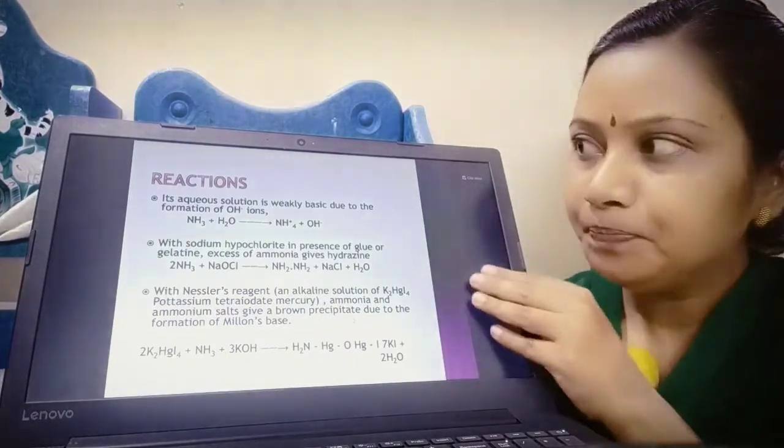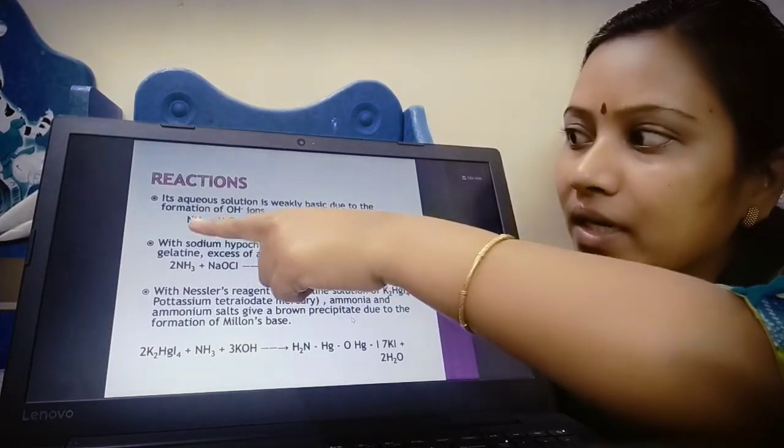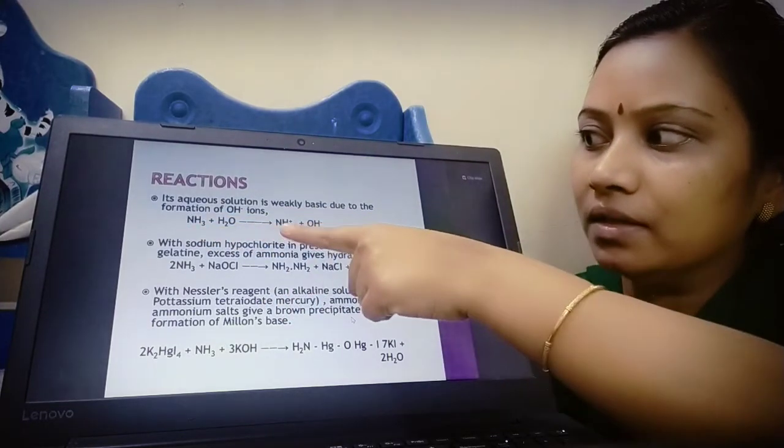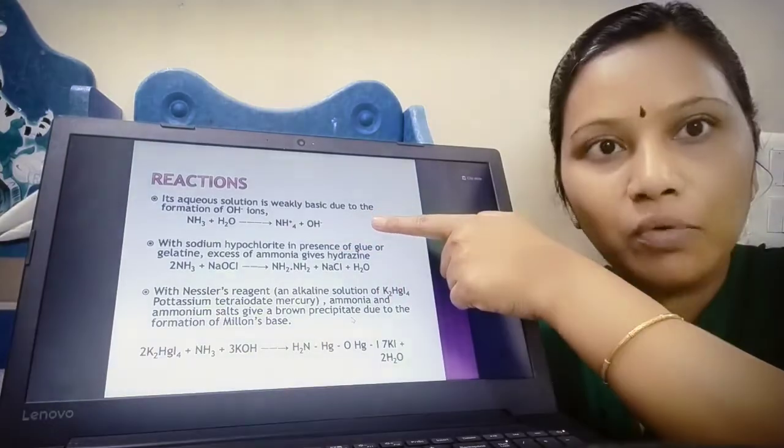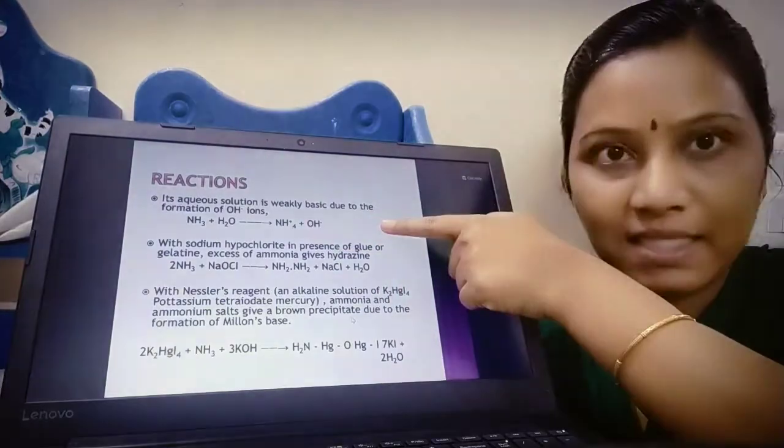Next, moving to the reaction of ammonia. When you add water to ammonia, you will be getting ammonium plus hydroxyl ion. Because of this reaction, I am going to call ammonia solution a basic solution.